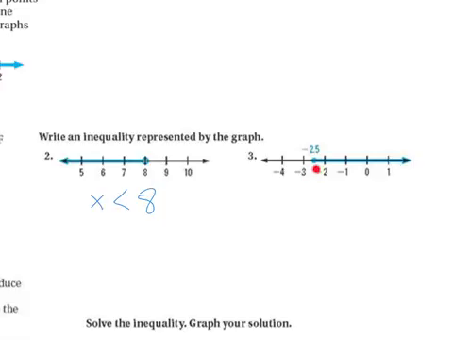Here, it's shaded to the right, so I know we have x greater than. The circle's filled in, so I have to add the or equal to. What's it telling me it's greater than? -2.5. So it's x is greater than or equal to -2.5. So there's graphing, and then there's writing an inequality based on a graph. Let's look at some more.